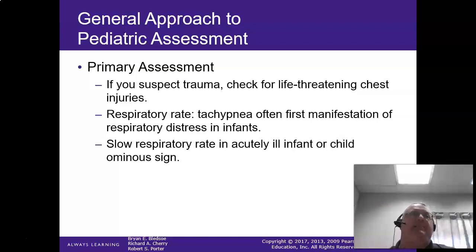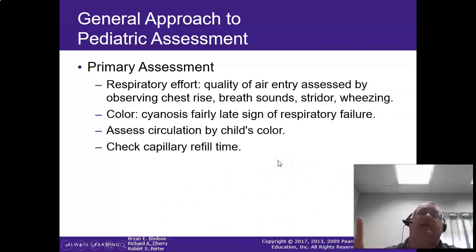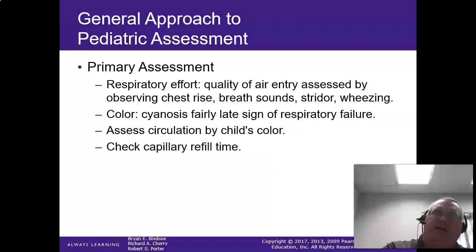Guys, anytime that any pediatric patient is below 10 breaths a minute, it's usually a very bad thing. Anytime that you're above 40, unless they're a really teeny tiny neonate that was just born, that's usually an ominous sign, okay? So again, the effort, make sure that the air is going in and out and you're hearing good lung sounds. You should hear air movement, okay?